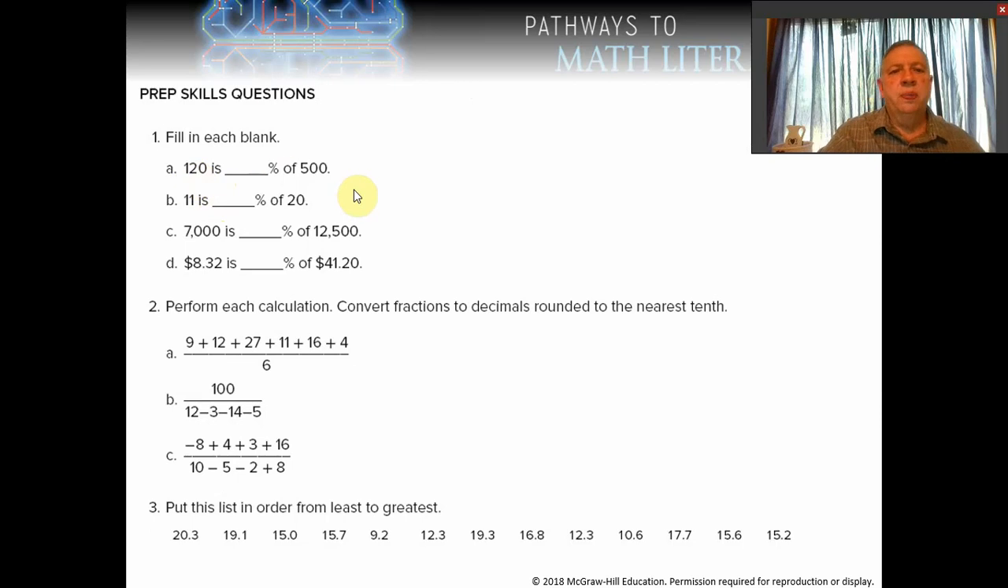So 120 is what percent of 500? 120 divided by 500. 11 divided by 20. 7,000 divided by 12. Go do those. Simplify numerator and denominator before you do the division. Convert fractions to decimals, and then round to the nearest tenths.